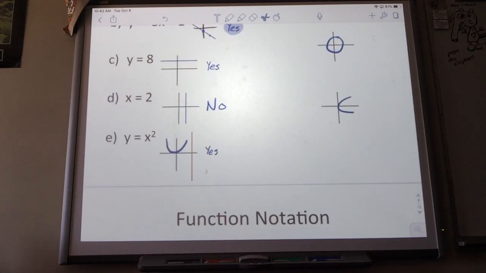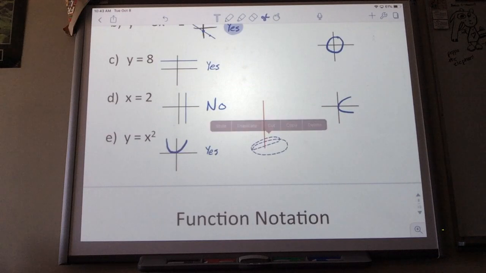Last two that you might see, I just drew them over to the side. What about that circle? Is that a function or not a function? No, because there are tons of places where that crosses more than once. What about this sideways U? No, because it crosses a bunch of times right here, double. Okay, so no and no on those two.